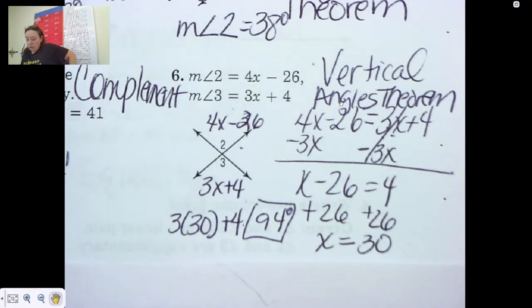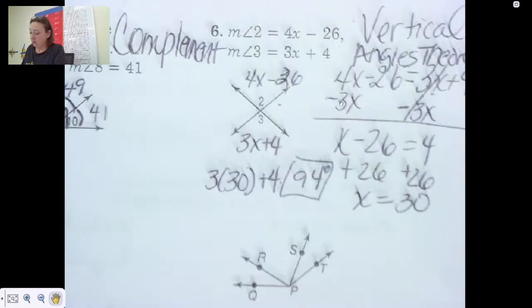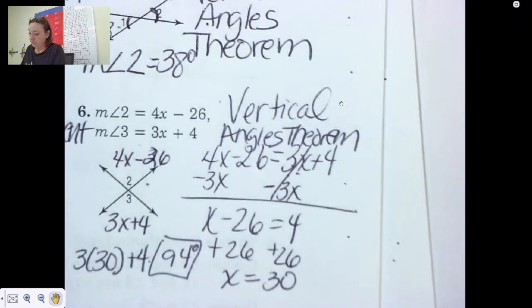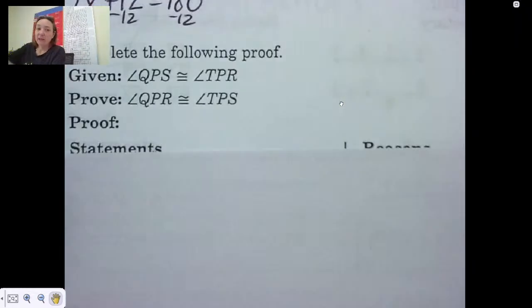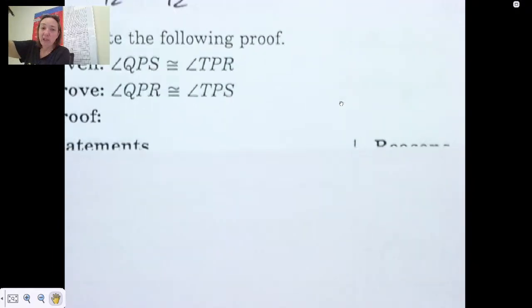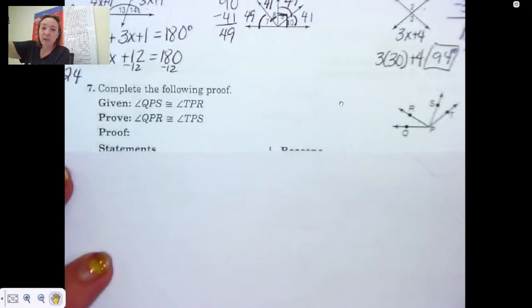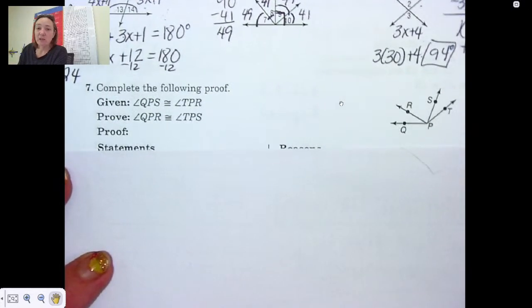Okay, so we're going to do a proof down here. This proof is going to be a lot easier than when we did yesterday. It's kind of small compared to the other one. It's two lines smaller. Okay, so here's the information that they're giving you. They're saying that angle QPS is congruent to angle TPR. Angle QPS is congruent to angle TPR.